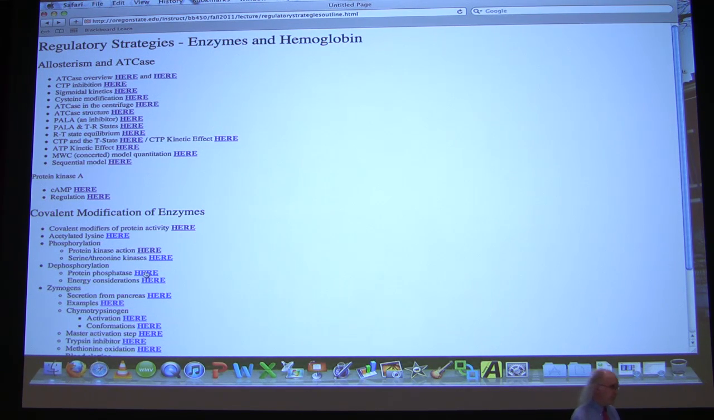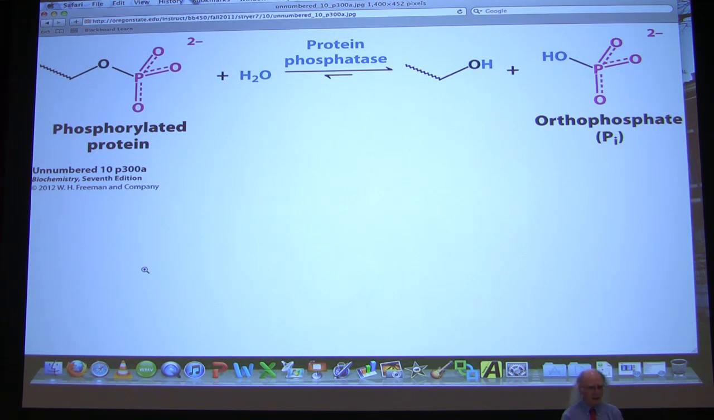Removing phosphates is a phenomenon known as dephosphorylation. And it's not the reversal of a phosphorylation. Instead, separate enzymes are used. And the enzymes that remove phosphates off of molecules or proteins are known as phosphatases. We'll talk a lot about this enzyme called protein phosphatase because it reverses the action of protein kinases. It catalyzes the hydrolysis, that is the use of water, to split off a phosphate off of a target.